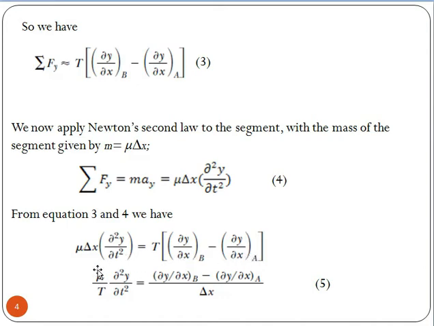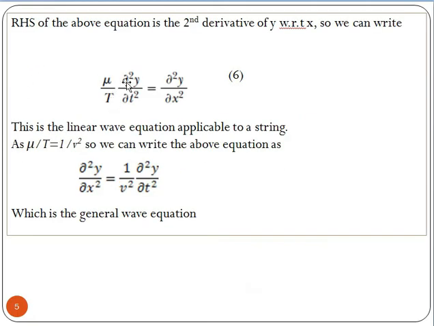So if we bring this T to the left side, this comes to be μ/T ∂²y/∂t², and bring the Δx to the right side, so that is (∂y/∂x at point B minus ∂y/∂x at point A) divided by Δx. This represents, if we apply the limit when Δx tends to 0, the derivative of this function with respect to x, that is μ/T ∂²y/∂t² equals ∂²y/∂x².